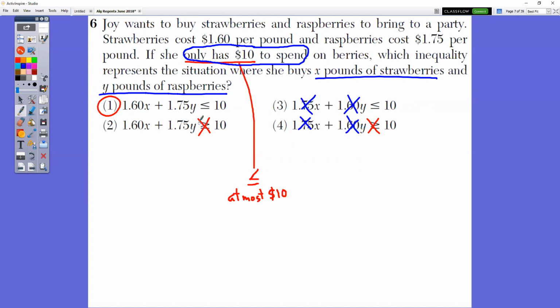No. So right away, it's not choice 2 and it's not choice 4 because those say greater than. At most is less than or equal to. So it has to be choices 1 or 3. The difference between 1 and 3 is the number in front of the x, the number in front of the y. It says specifically that x is the pounds of strawberries and y is raspberries. Strawberries are $1.60, raspberries are $1.75. So it has to be $1.60 times x plus $1.75 times y, which is choice 1.